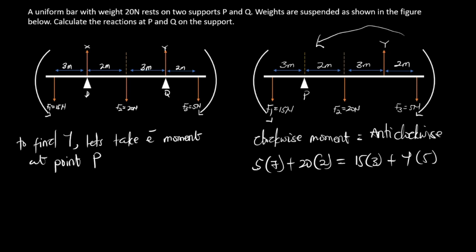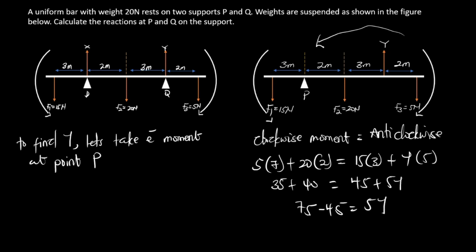So we have 5 multiplied by 7, we have 35, plus 20 multiplied by 2 is 40, this is equal to 15 by 3, which is 45, and then we have plus 5y, so this is 75. We bring this 45 over here, so it becomes minus 45 is equal to 5y.